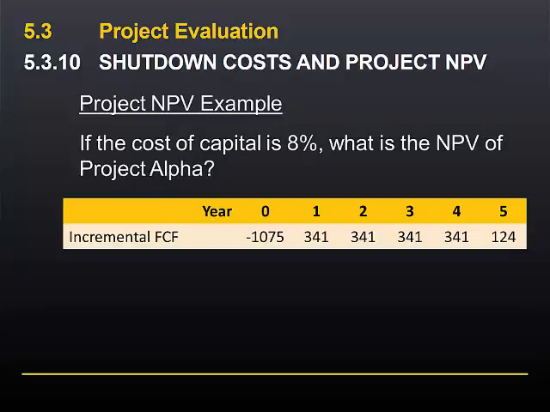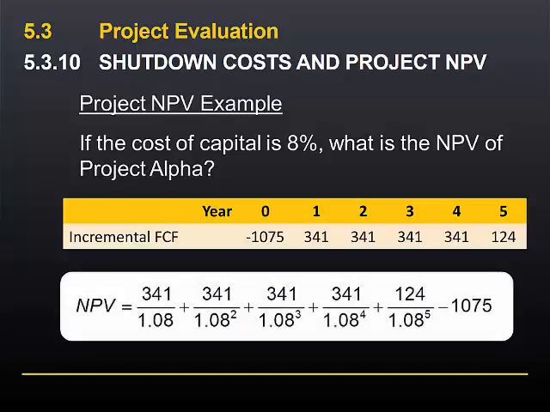These are the final incremental free cash flows for Project Alpha after dealing with all the different cash flows over the previous few modules. Negative $1,075 in year 0, $341 from years 1 to 4 inclusive, and $124 in year 5. If the cost of capital is 8%, what is the NPV of Project Alpha? This is one way to calculate the NPV, by treating each cash flow separately and discounting to a present value. And often that's the only way to solve the problem if the cash flows differ from year to year.